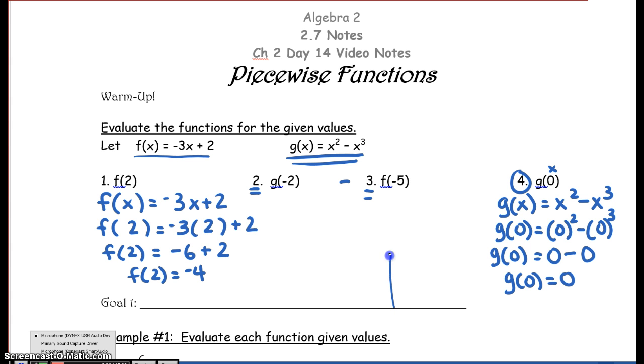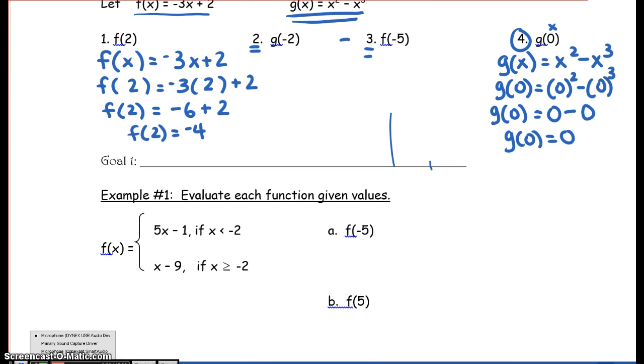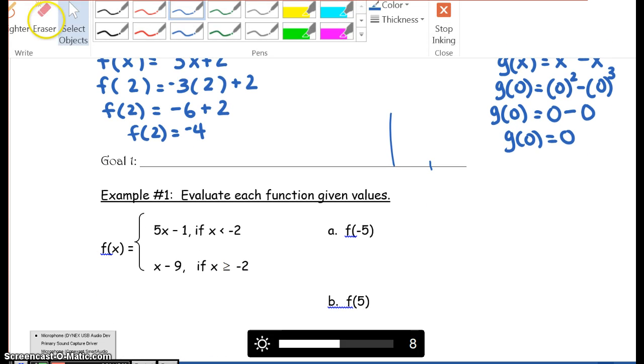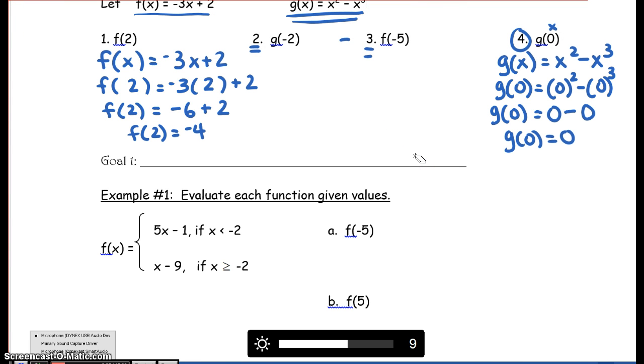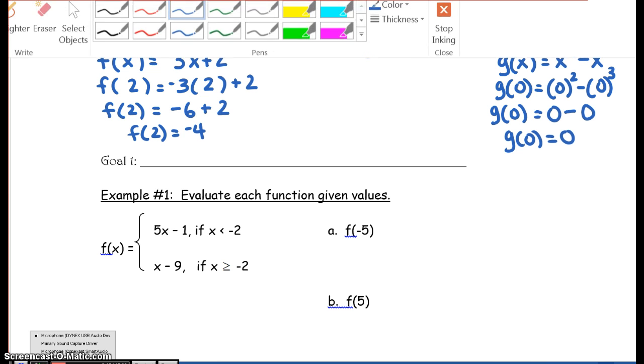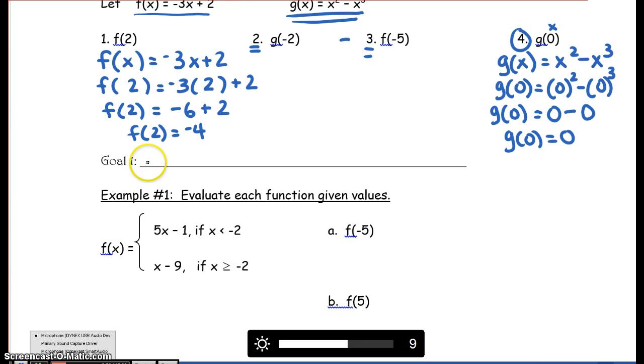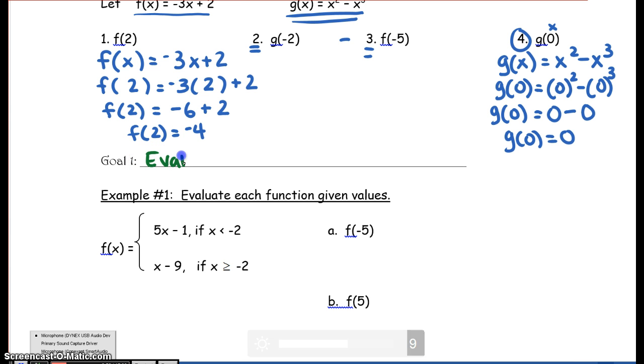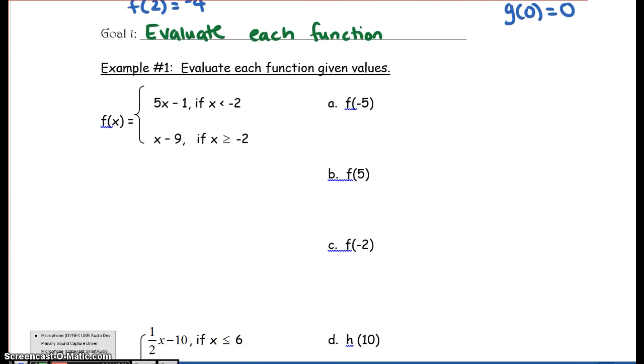Alright, let's go into our first goal. Our first goal is to make sure that we evaluate these functions. What you'll see is that instead of one function, we actually have two functions. So let's quickly look at what's given to us. It says evaluate each function given the values.